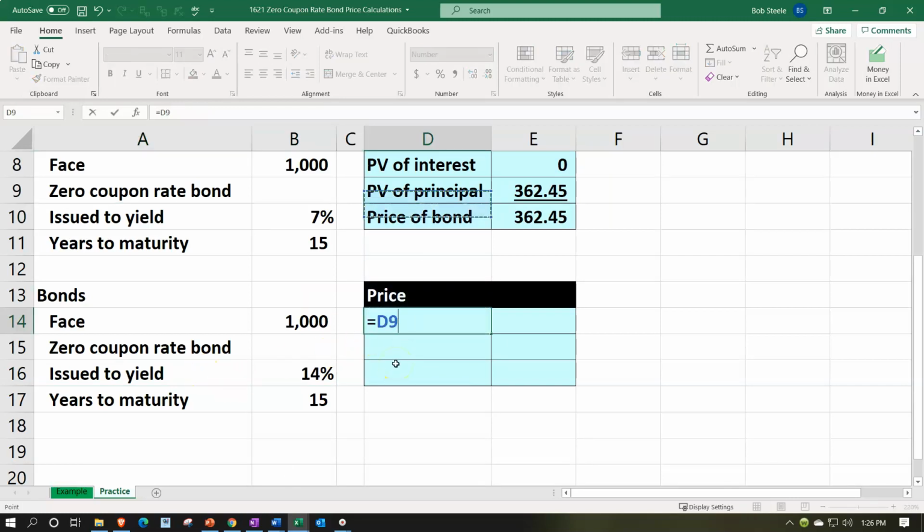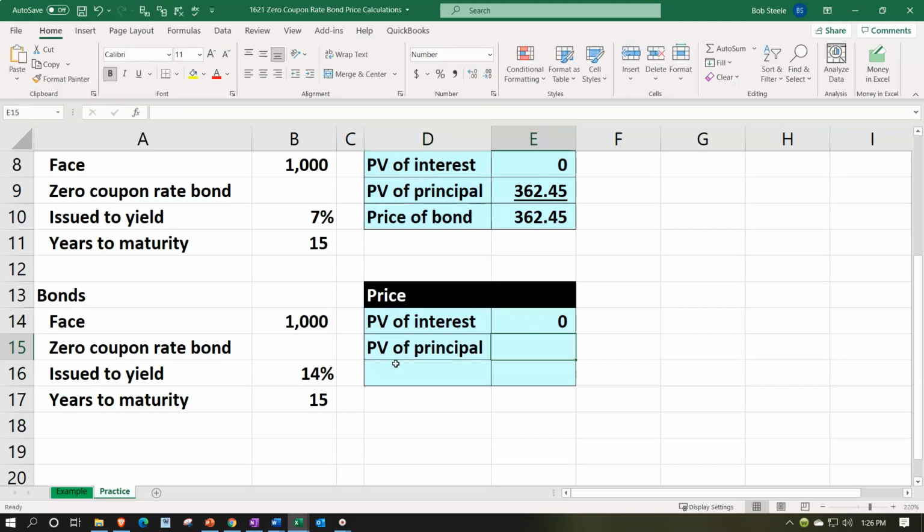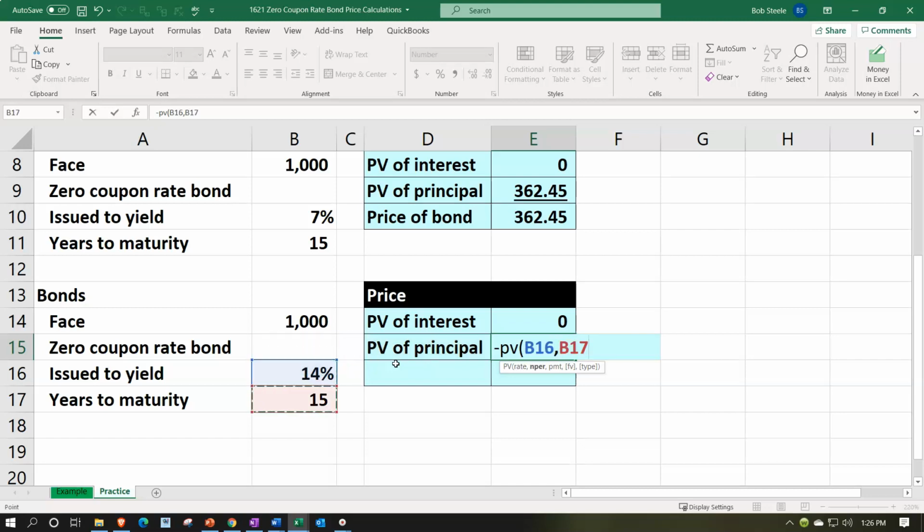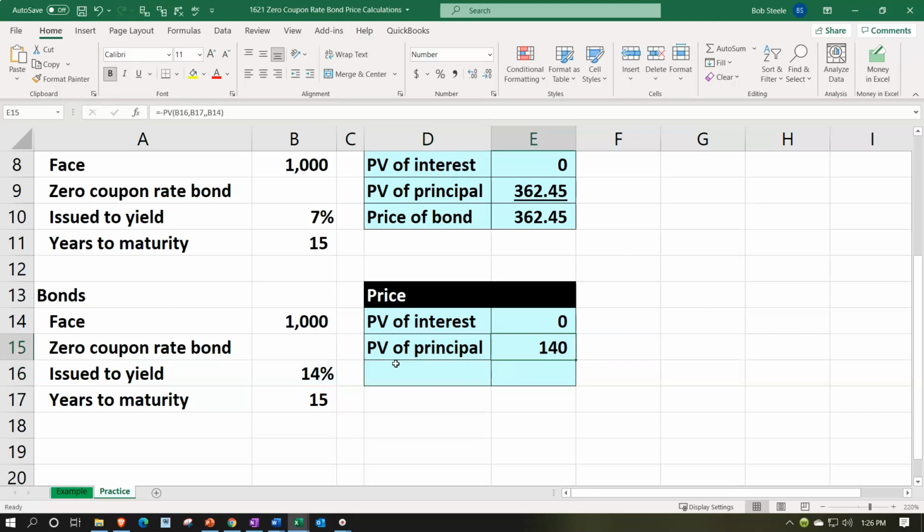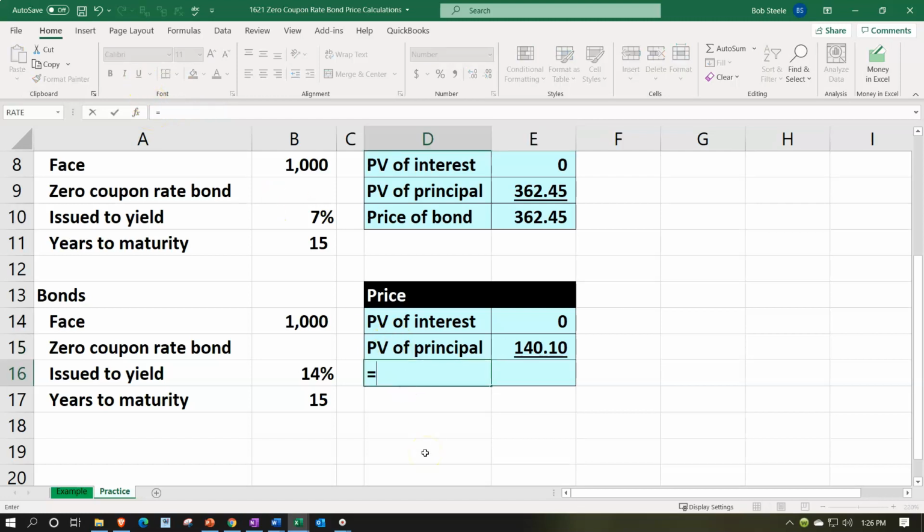So the present value of interest is 0 because it's a no coupon bond. And then we've got the present value of the principal, negative PV, Shift 9. Rate is now 14%, comma. Number of periods is now 15, comma, comma, because it's not an annuity, but present value of 1. Then we pick up the future value of that 1,000. Add a couple decimals, number group, adding decimals, then underlining, font group, and underline. That will then give us the price of the bond. Summing that up, and there we have it.